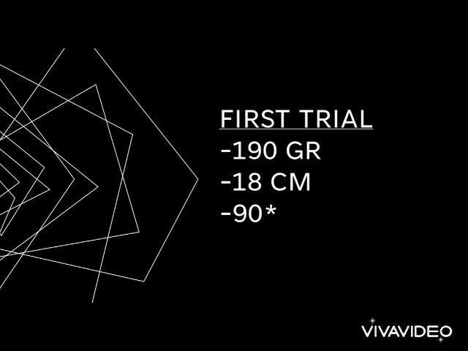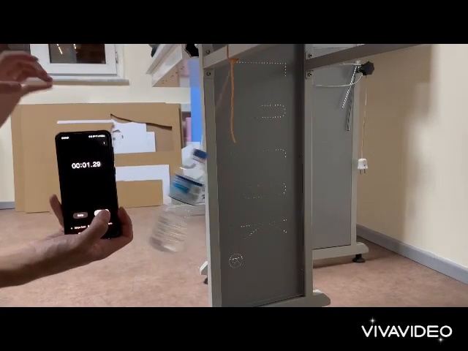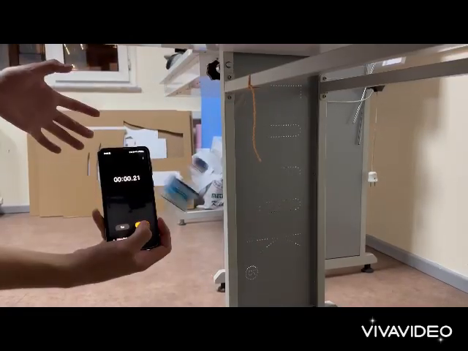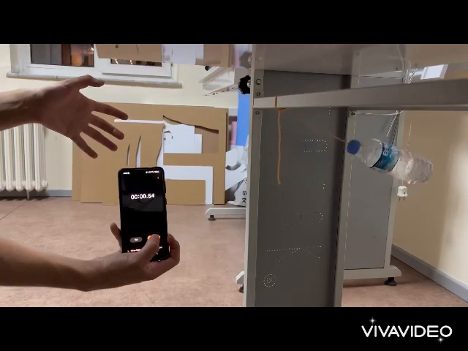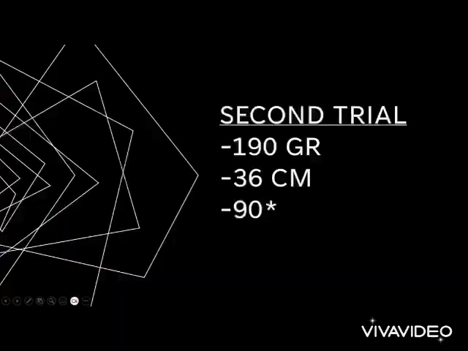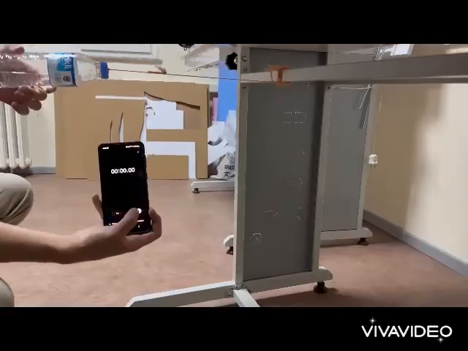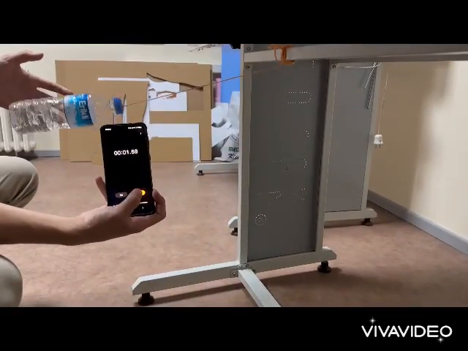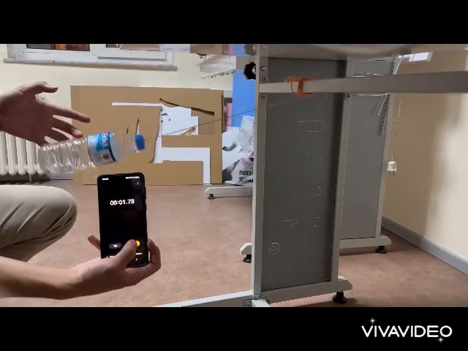Here is my first trial with these quantities, and then I'm going to change the length of the pendulum, and I expect the period to increase. Here is my second trial with these quantities. As you can see, I increased the length of the pendulum and I expect the period to be longer. It was 1.30 seconds in the first trial, now it's 1.7.